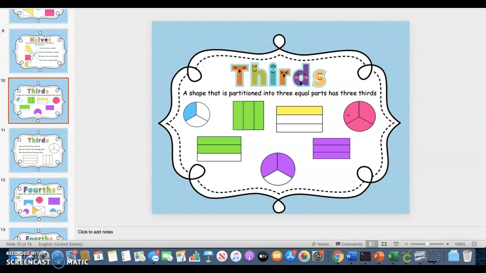Let's look at this circle. How many thirds are shaded in this circle? Yep, 1, 2, 3. 3/3 are shaded. Let's look at this rectangle. This rectangle has been broken into thirds. 1, 2, 3. 3 equal parts. How many thirds are shaded? 1/3, 2/3, or 3/3? Yeah, 2/3 of this shape are shaded. And let's look at this last rectangle right here. This rectangle has been partitioned into 3 parts, into thirds. How many of the thirds are shaded? 1/3, 2/3, or 3/3? Yep, 3/3 are shaded.